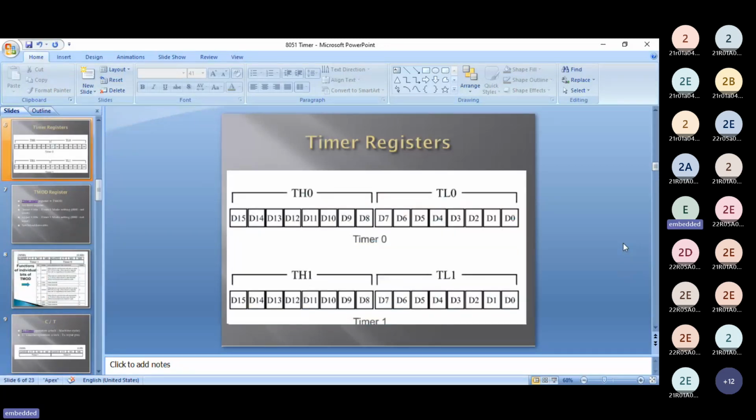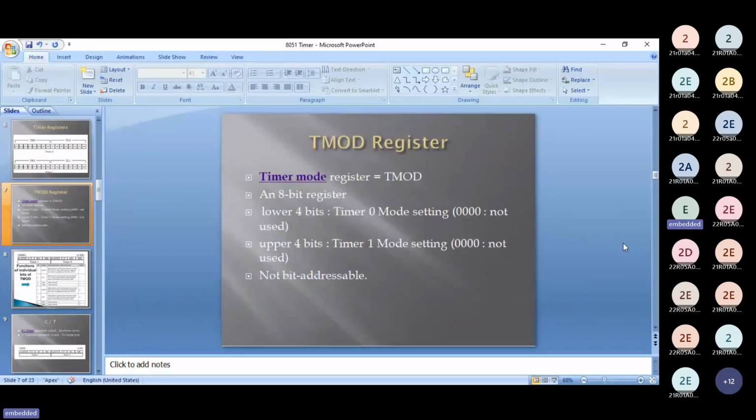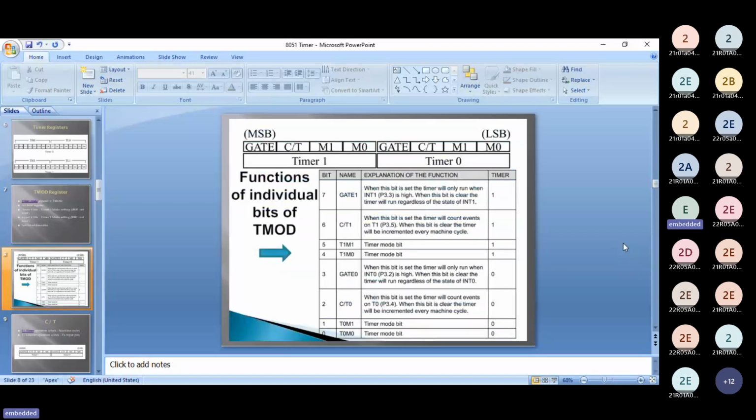Next, this was the register format of timer 0 and timer 1 as TH0, TL0, TH1 and TL1. Next, the TMOD register. The timer mode register is also known as TMOD. It is an 8-bit register. The lower 4 bits are the timer 0 mode settings, and the upper 4 bits are the timer 1 mode settings. It is not bit addressable. These are the functions of the individual bits of TMOD.